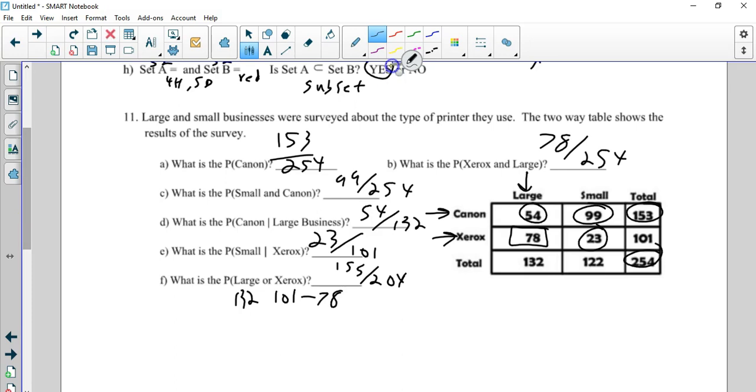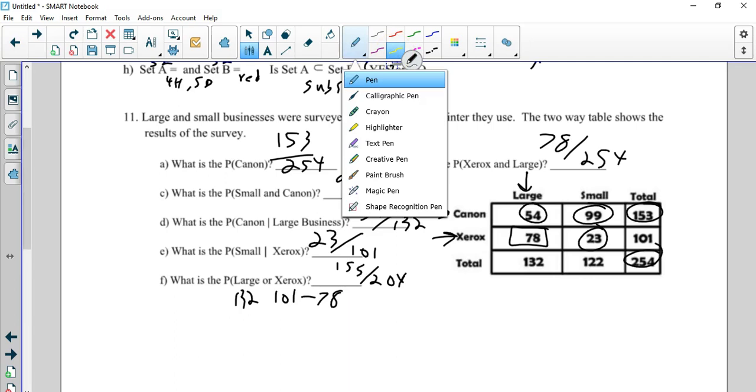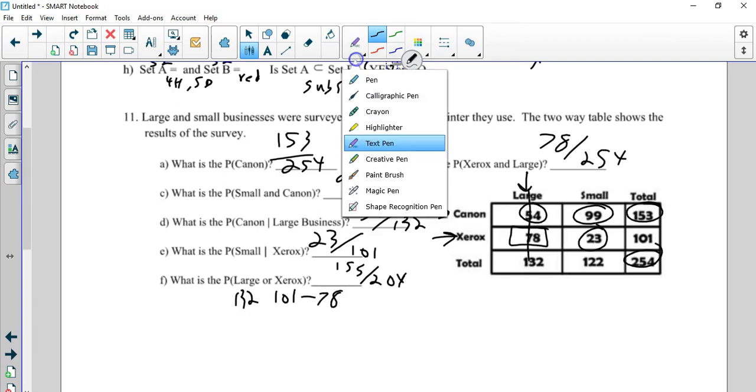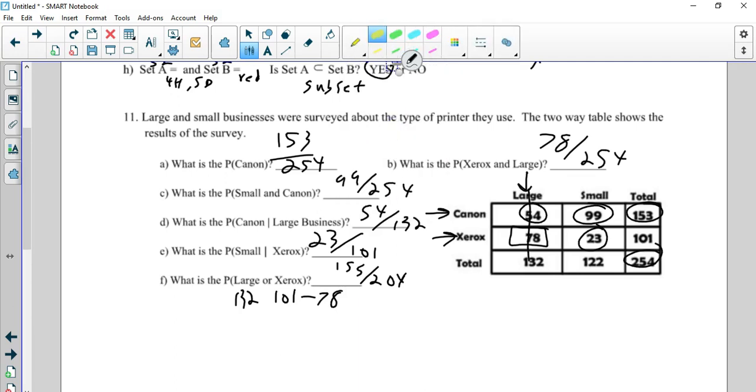So think about it. Watch this. Okay, so what's the probability of a large? Probability of a large goes this way, and then the probability of Xerox goes this way. There's your 101 and 132, but notice the 78 is in both categories, so that's why we have to subtract it out.